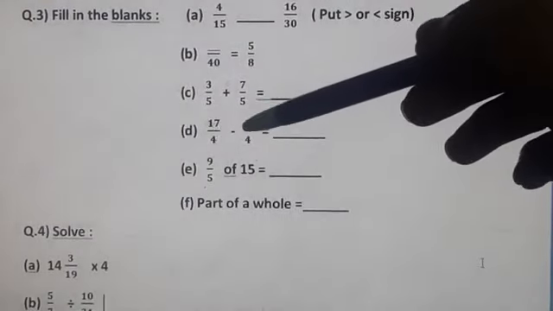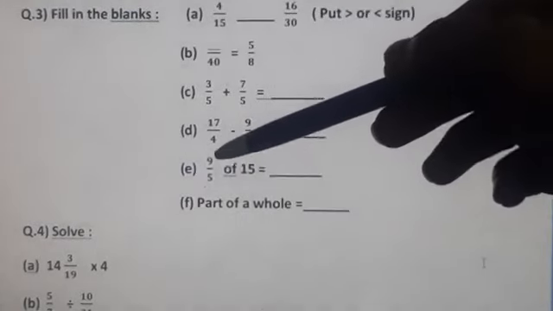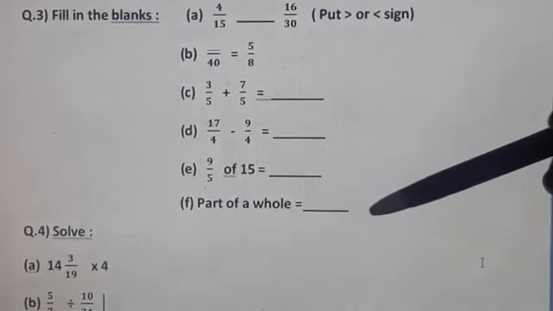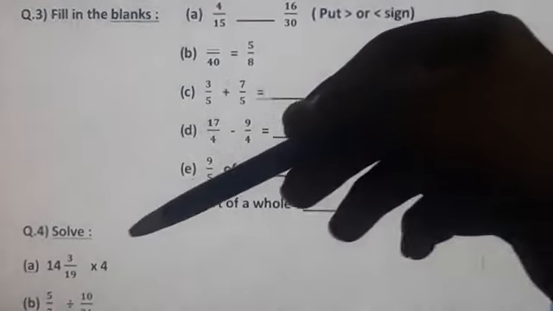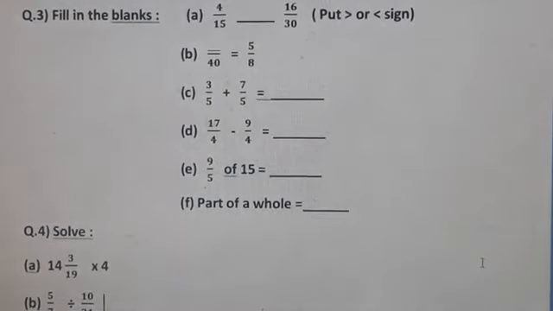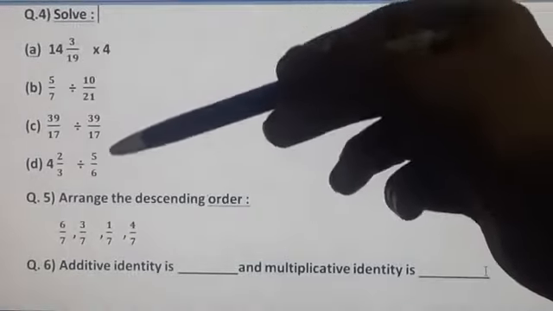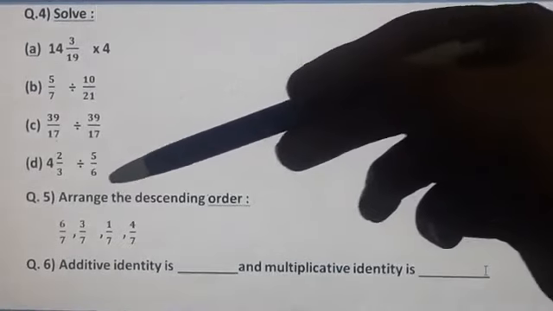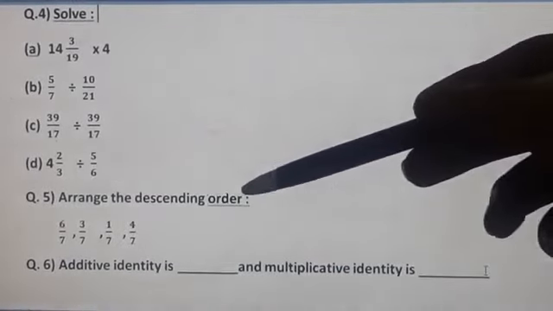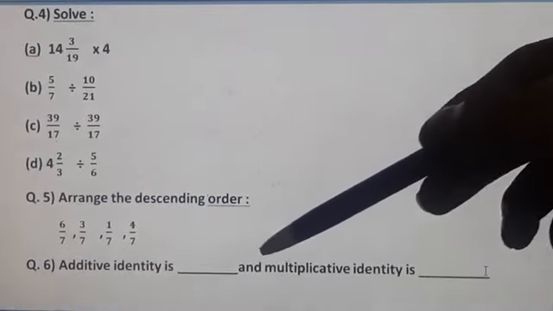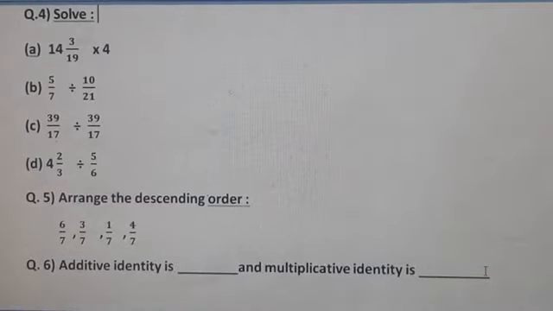D part, 17 upon 4 minus 9 upon 4 is equal to dash. 9 upon 5 of 15 is equal to dash. Of means multiply. Part of a whole is equal to dash. What is the name of that part of the whole? Question number 4 is solve. In this question, you have to find out the answers after solving this. First part is of multiplication and next 3 parts are of division of fractions. Question number 5, arrange in descending order. And question number 6 is additive identity is dash and multiplicative identity is dash. You have to tell these two fill-ups.